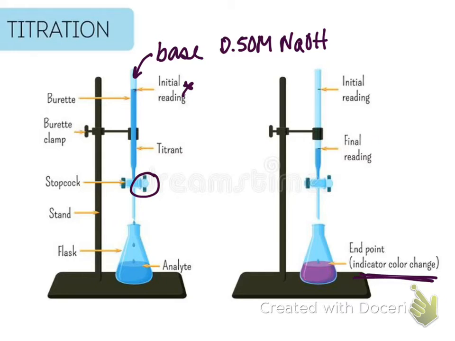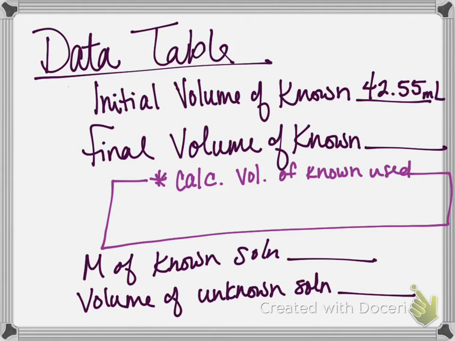Then you'll take a final reading, right? The difference between the initial and the final is how much I used. So we would put that final reading in our chart. Let's say that final volume was 24.79 milliliters.